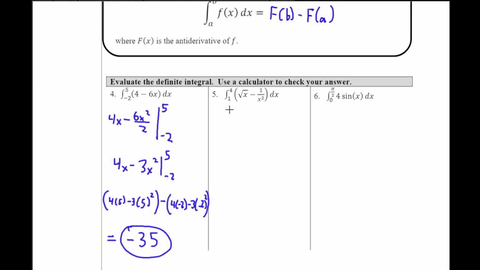Question 5. The next thing we want to do is this problem here. The first thing we should do is rewrite it as x to the 1/2 minus x to the -2 dx. Now we can find the antiderivatives: x to the 3/2, because it's 1/2 plus 1, divided by 3/2, minus x to the -1 over -1, vertical bar from 1 to 4.